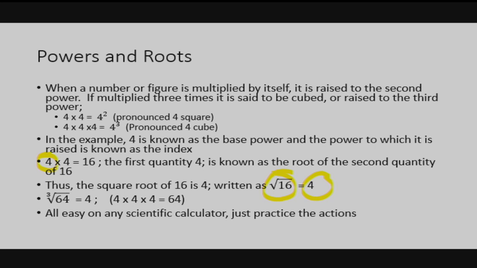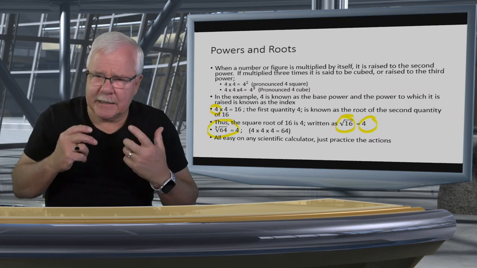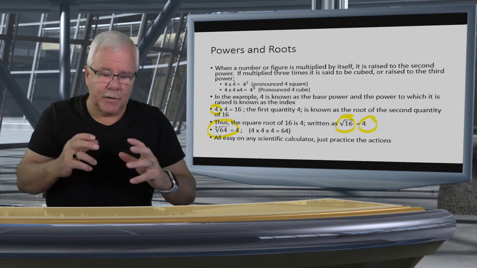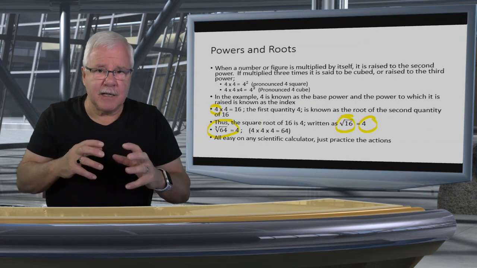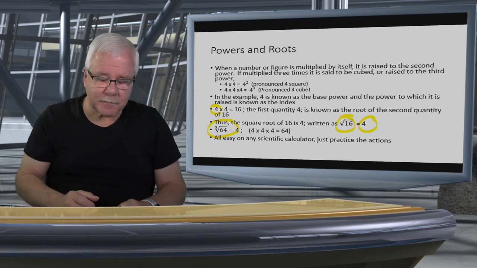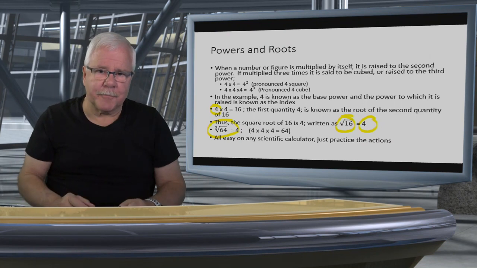Naturally the same when we start talking about cube roots, and then it's just written like that. Right, so these are the basic signs that you must learn. All easy on the scientific calculator, just practice the actions. This is the thing that gets me. If you want to write navigation, aerodynamics, anything, flight planning, where you're going to need to do calculations, it could have trig questions in it as well.